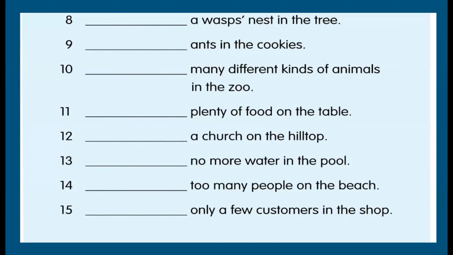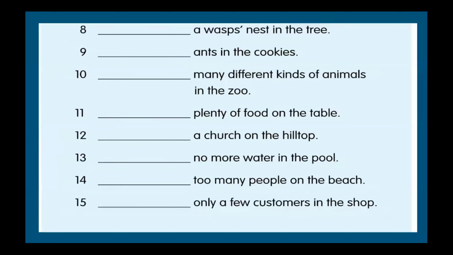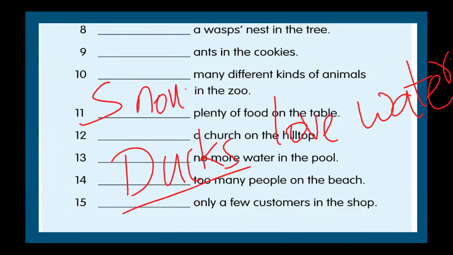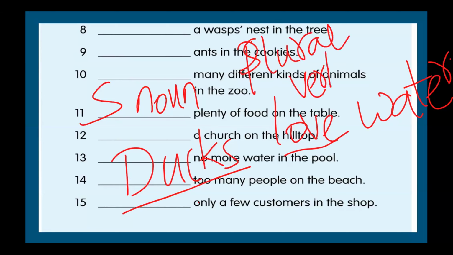Now tell me, what is duck over here? Singular noun. And love is plural verb. Okay, I'll write on the screen so it will be better for you to understand. For example, I said, ducks love water. Ducks over here is singular noun and love over here is plural verb. Okay, so with singular nouns, you use a plural verb.